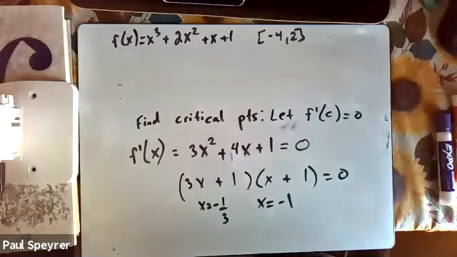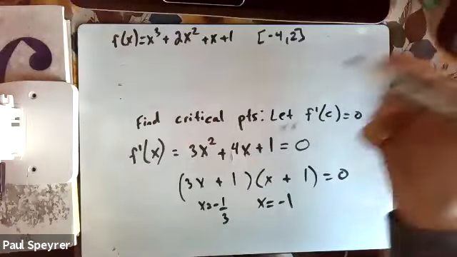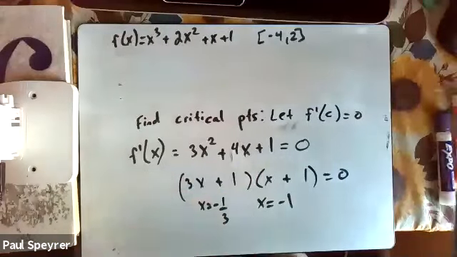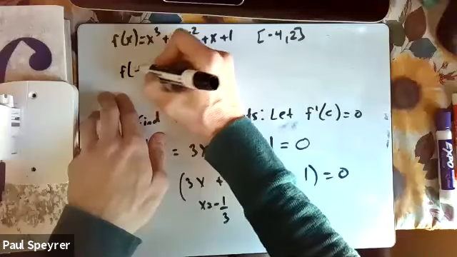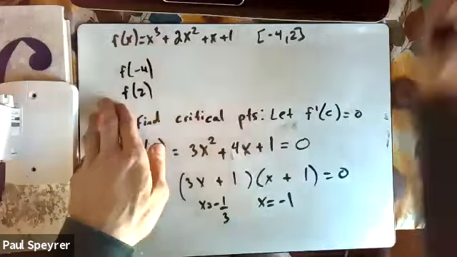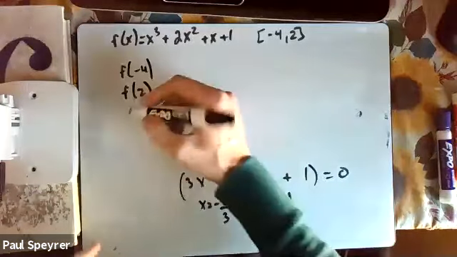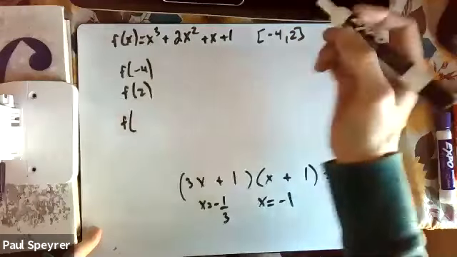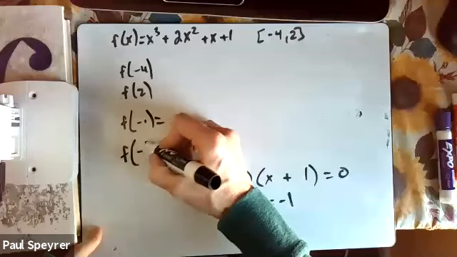So if we evaluate the function f at the critical points and endpoints, what does that mean? It means we're going to plug in all these values, meaning I have to find f of negative 4. I need to find f of 2. I need to find f of negative 1, and then also f of negative 1/3.